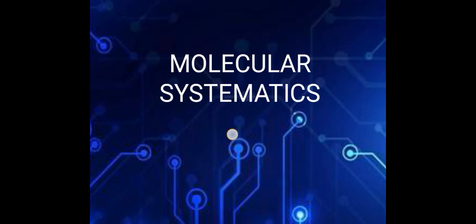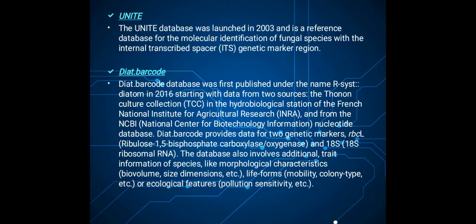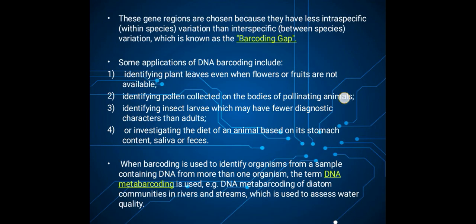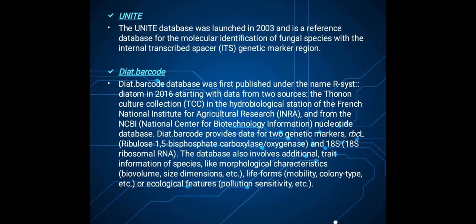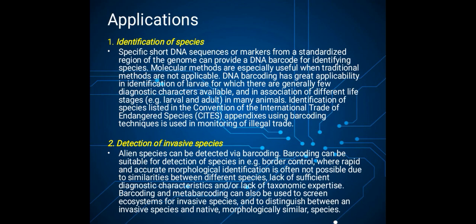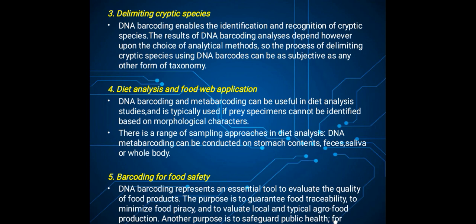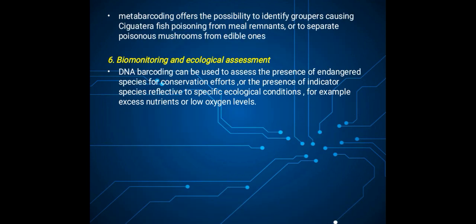Once again, I am going to just read the major applications. Which are the steps? Sampling and preservation, DNA extraction, amplification and sequencing, marker selection. Sampling, metadata, documentation, vouchering, DNA extraction, barcode, PCR, sequencing, data validation and databasing. Identification of species, detection of invasive species, delimiting cryptic species, diet analysis and food web application, barcoding for food safety, then biomonitoring and ecological assessment.